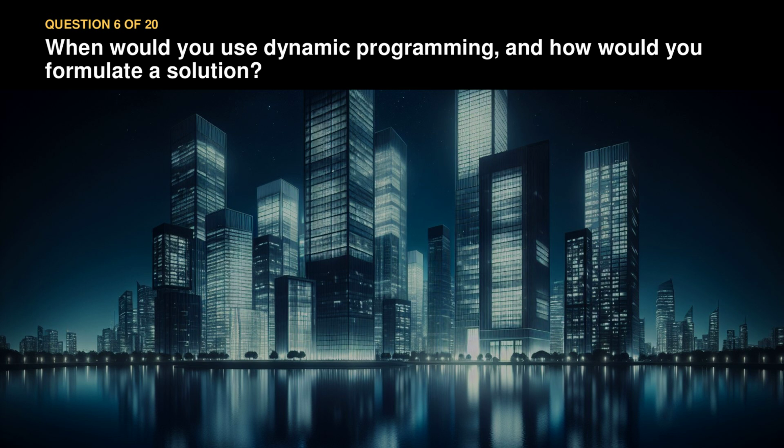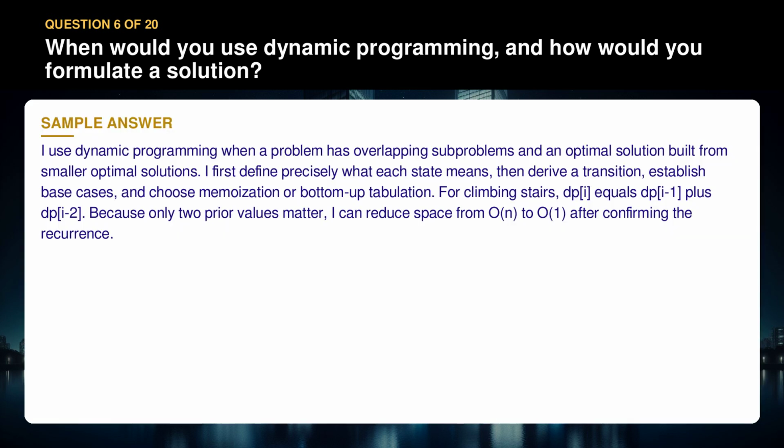Question 6. When would you use dynamic programming, and how would you formulate a solution? I use dynamic programming when a problem has overlapping subproblems and an optimal solution built from smaller optimal solutions. I first define precisely what each state means, then derive a transition, establish base cases, and choose memoization or bottom-up tabulation. For climbing stairs, dp[i] equals dp[i-1] plus dp[i-2].